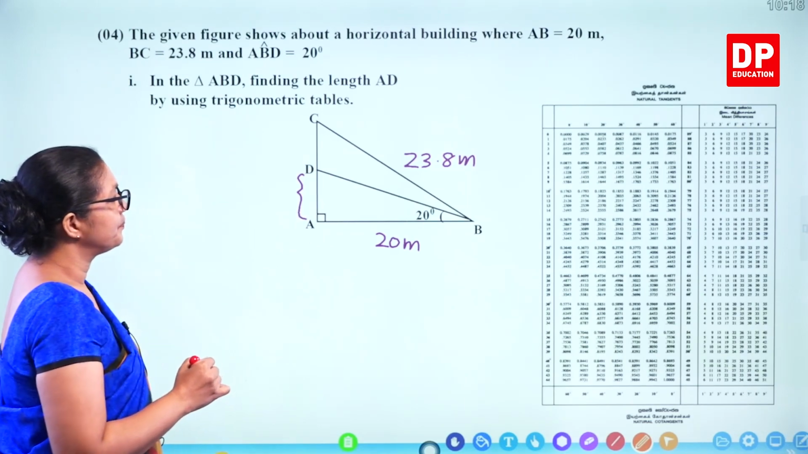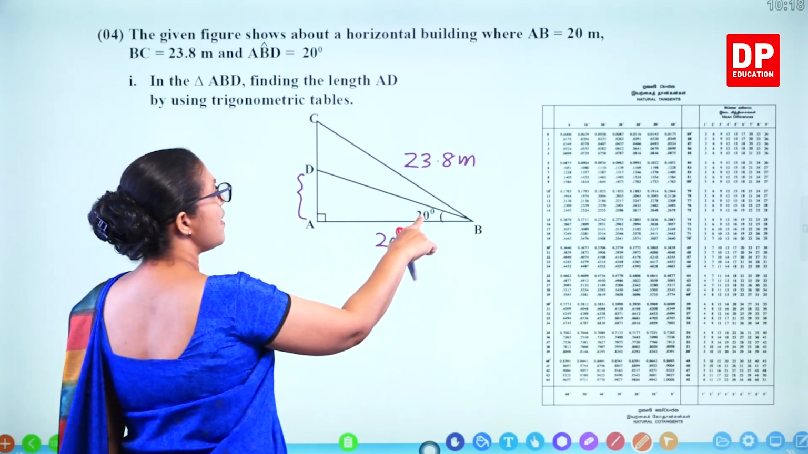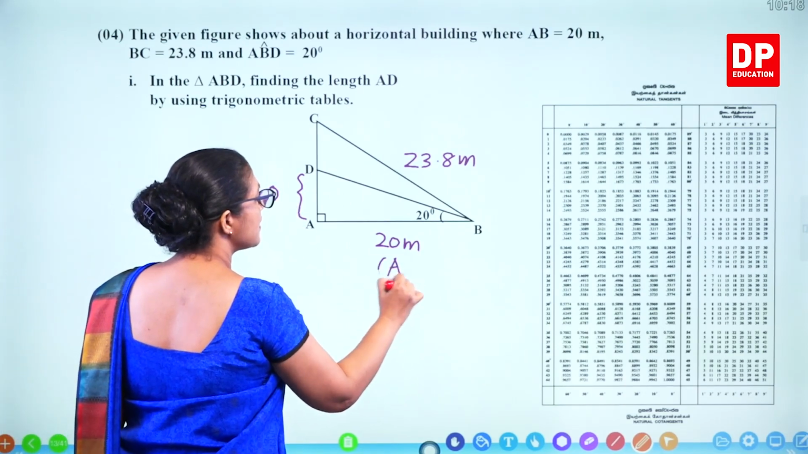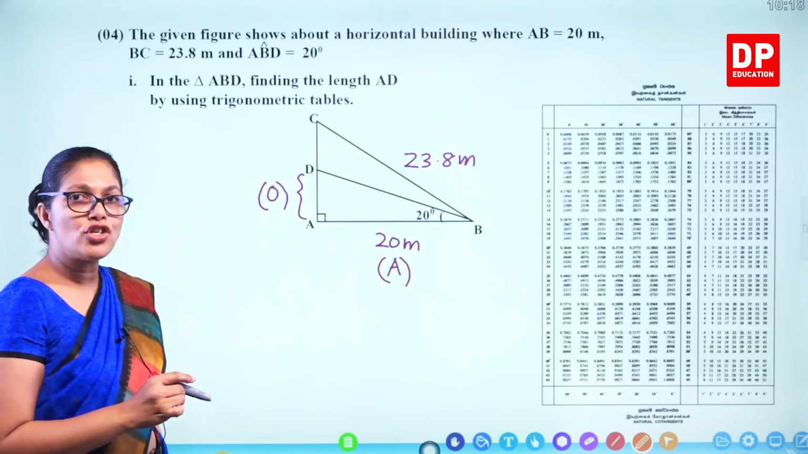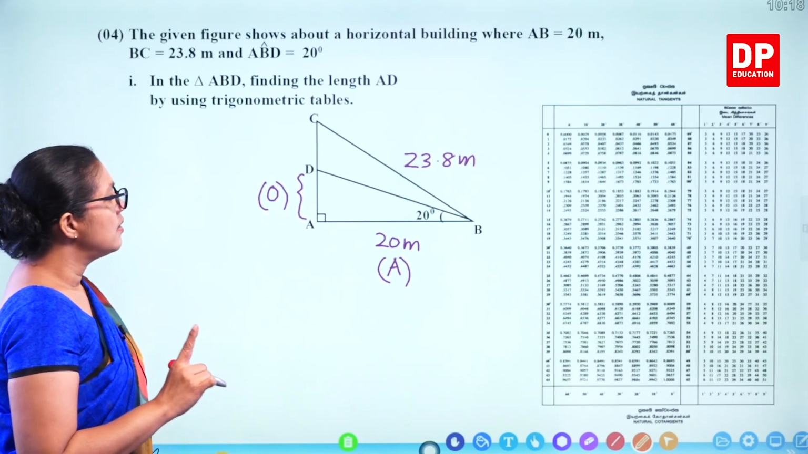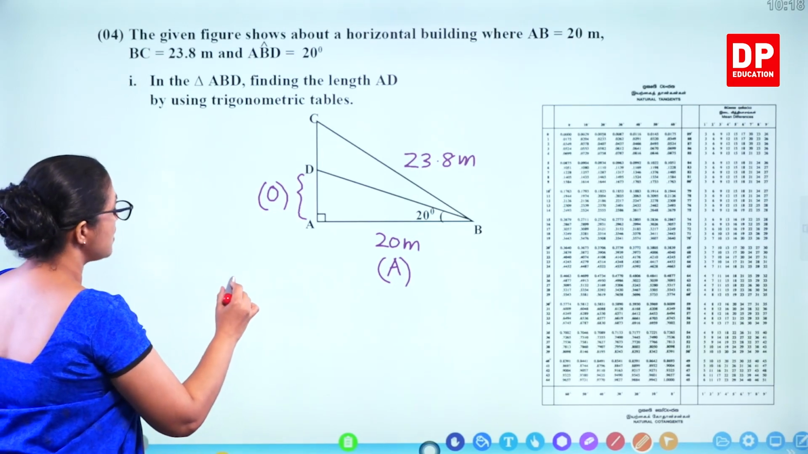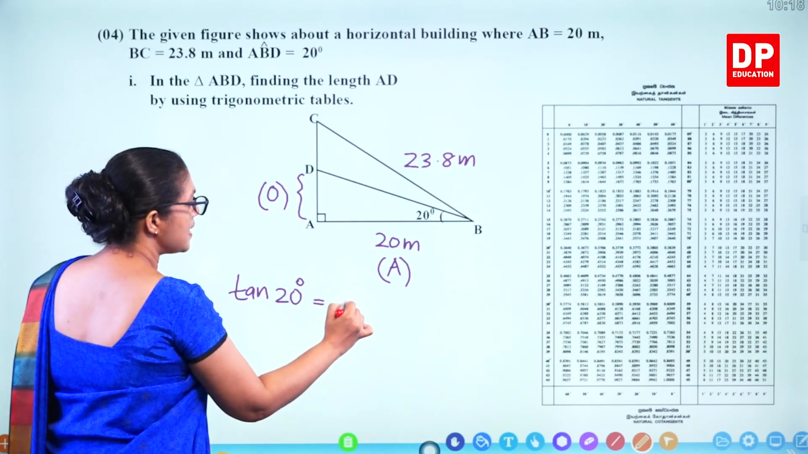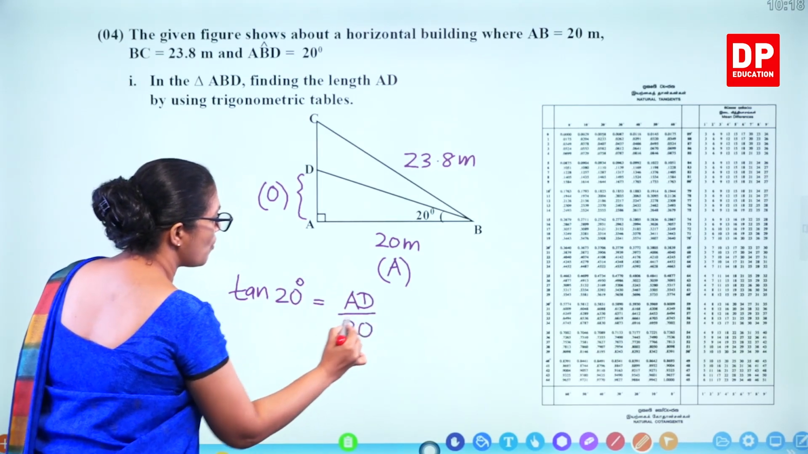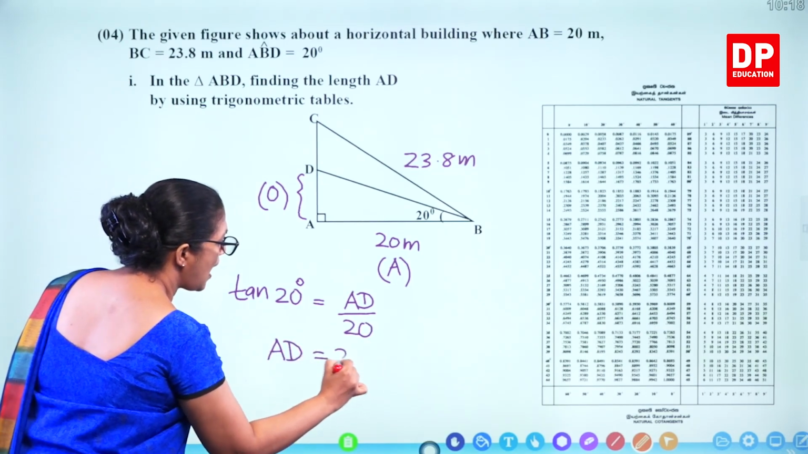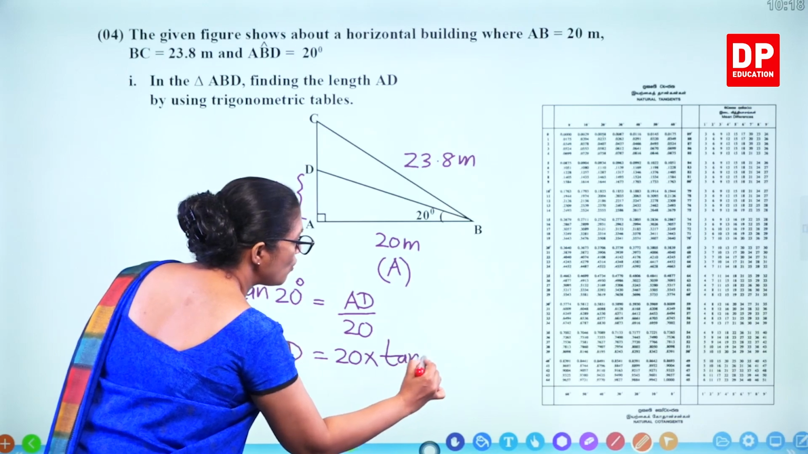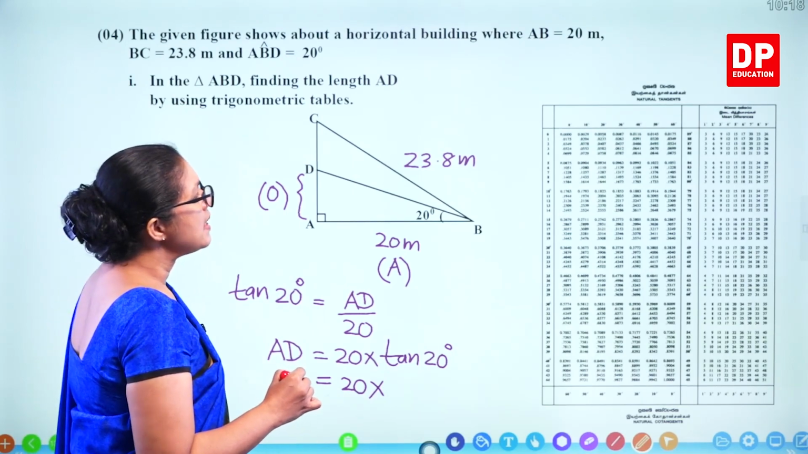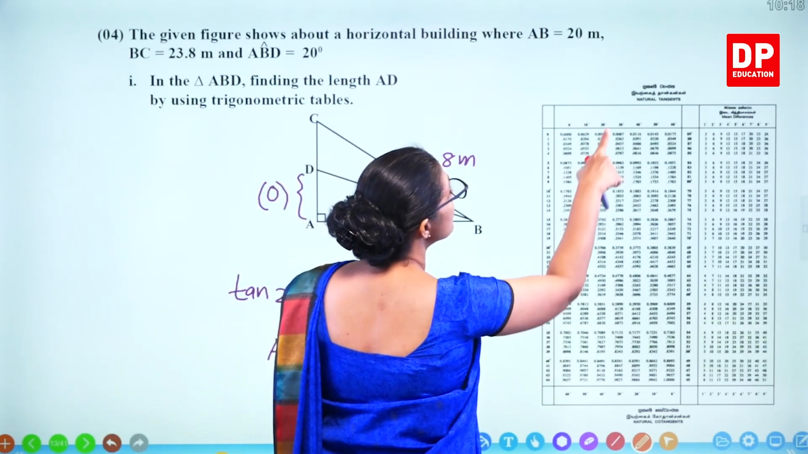So this length. This angle is given, this one. This is opposite and this is adjacent. What's the correct ratio? The tan ratio. So you can use tan 20 is opposite, that's AD over 20. So what's AD? 20 times tan 20. Now you can refer to the tangent tables to find out the answer. Tan 20. So this is the tangent table.